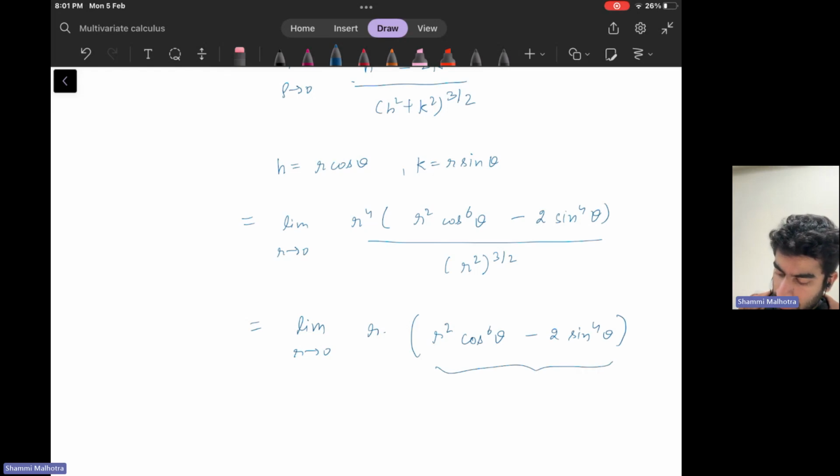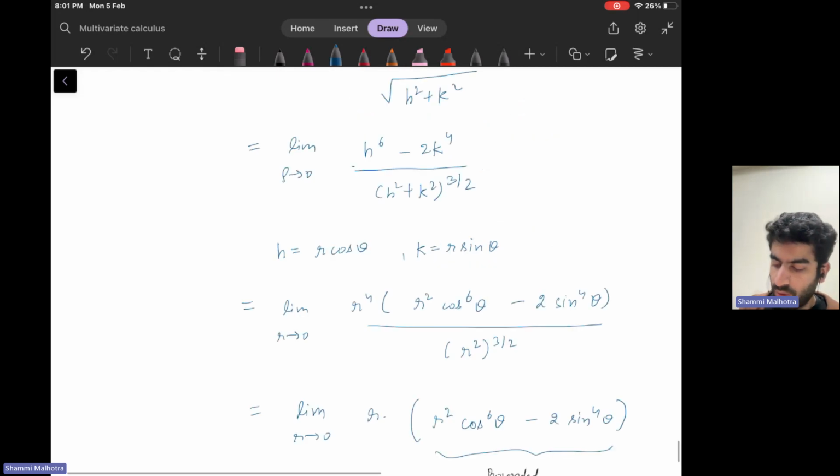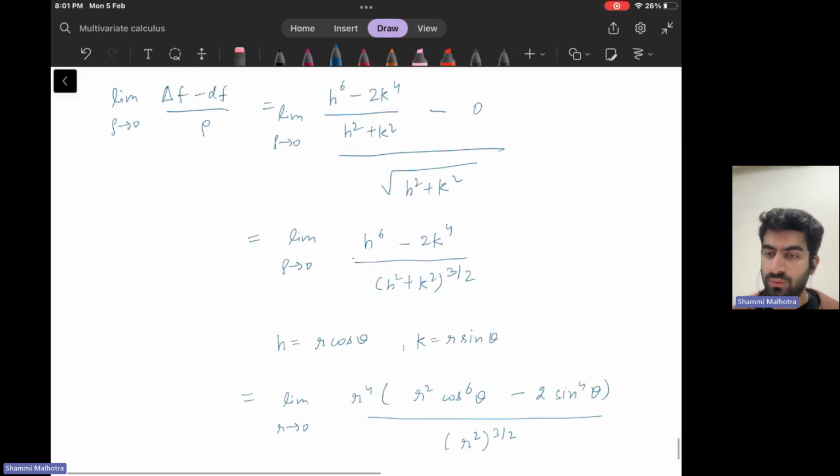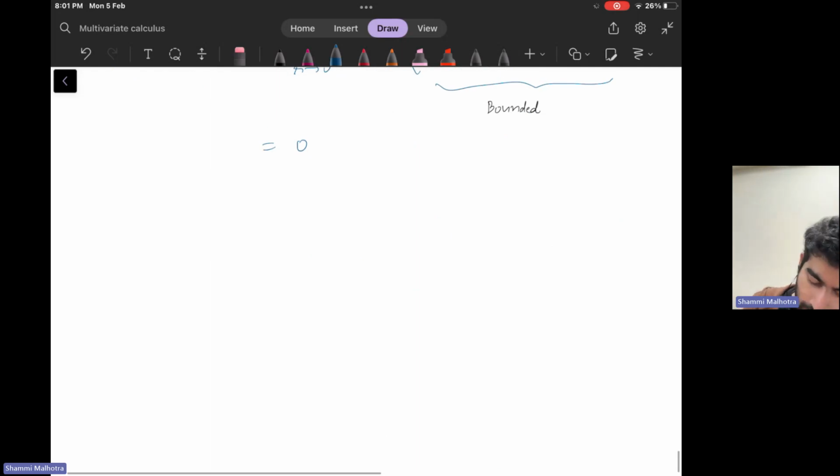And this is a bounded thing. So again, this limit will exist. So this limit will be 0. So by the polar coordinates, we have shown that the limit turns out to be 0, and this is the criterion for differentiability. So this will imply the function f is differentiable at (x,y) equal to (0,0).